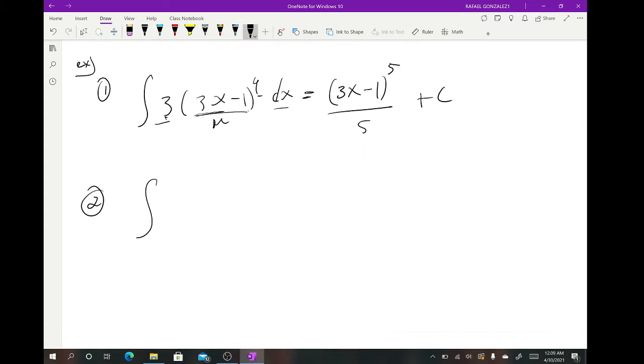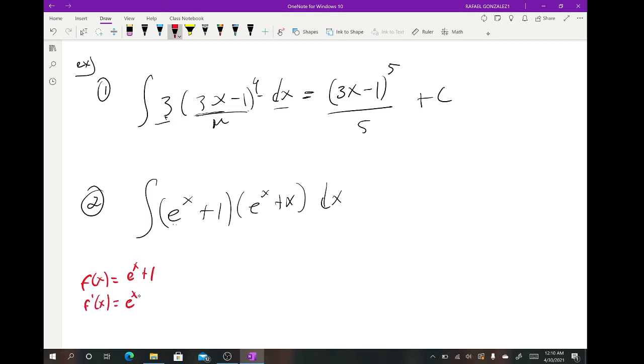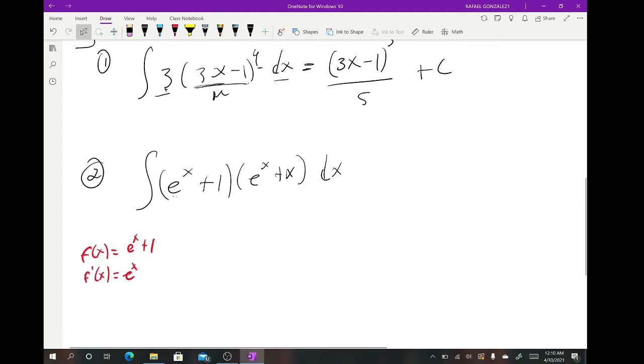So another one. What if somebody gives you the antiderivative of (e to the x plus 1) times (e to the x plus x) dx? This one may look a little bit more complicated, but again, it's just a matter of noticing patterns. What is the derivative of e to the x plus 1? It's just e to the x. So let me call f of x equal to e to the x plus 1. This is one technique you can use. The derivative of that is just e to the x, and notice that there's no e to the x by itself, so this is not the u that I need to use.